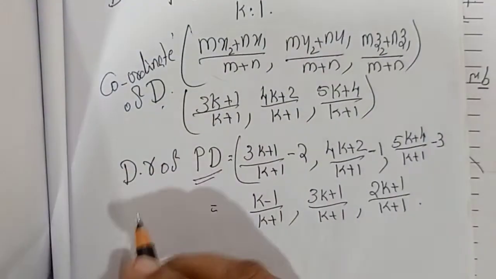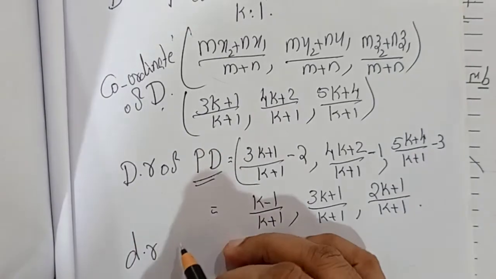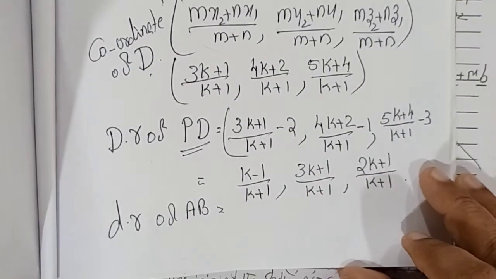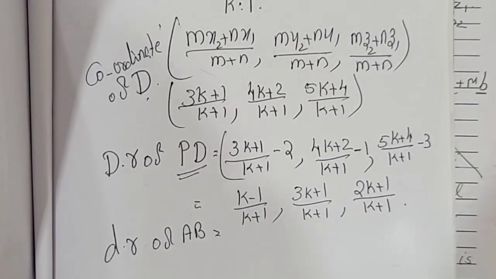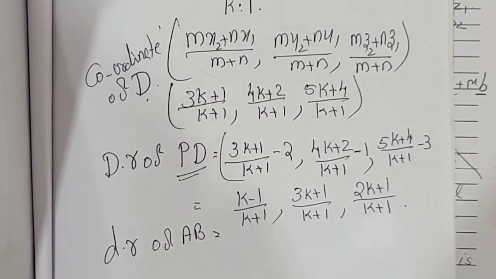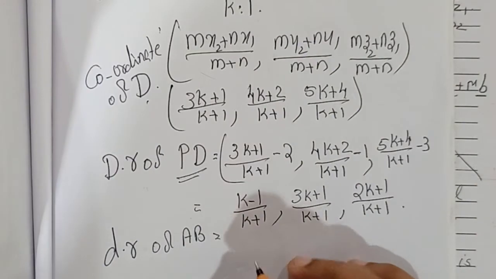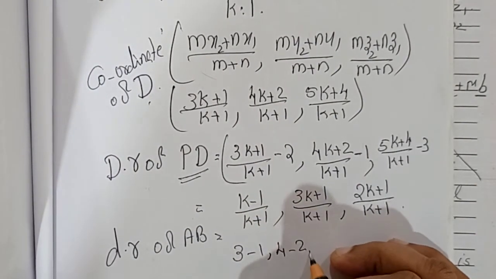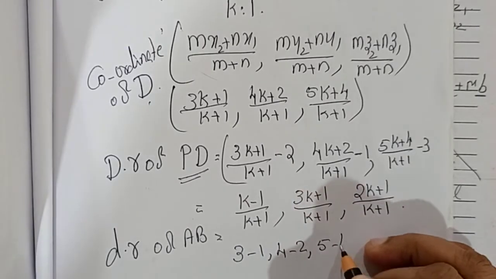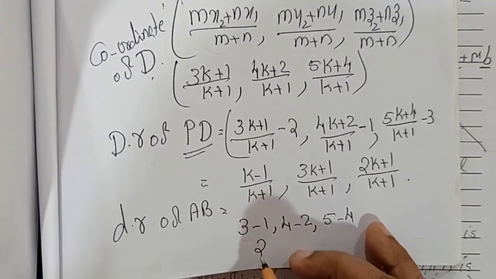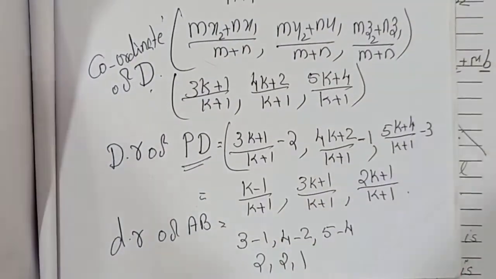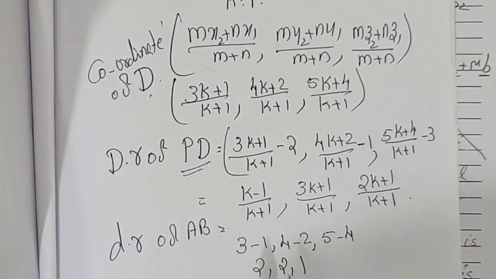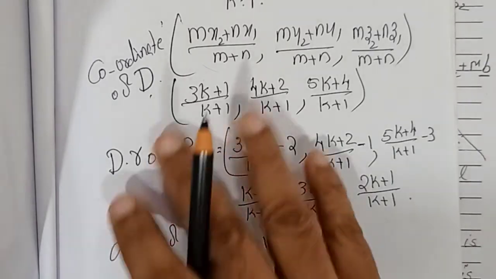Next our aim is to find the direction ratio of AB. What is the direction ratio of AB? If two points are given, check the two points. It is 3 minus 1, comma, 4 minus 2, comma, 5 minus 4. Final answer: 2, 2, 1. Agree? 2, 2, 1 is the direction ratio of AB.